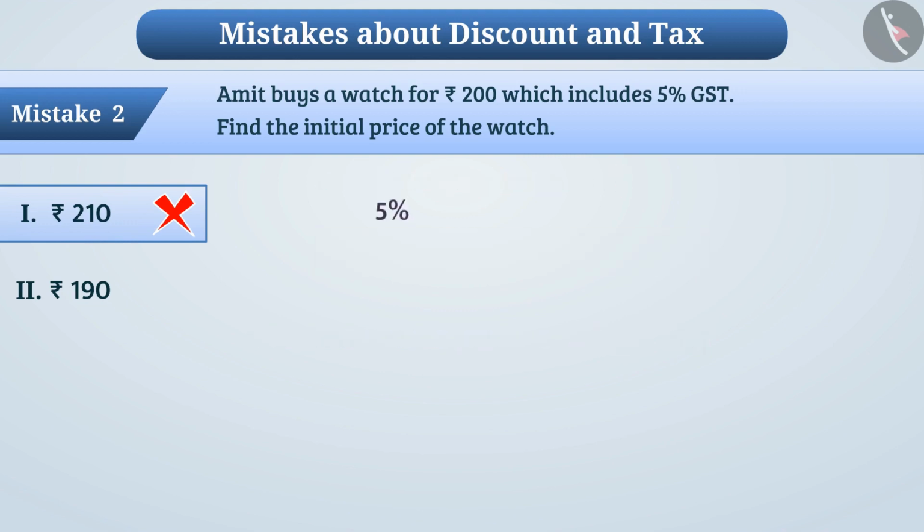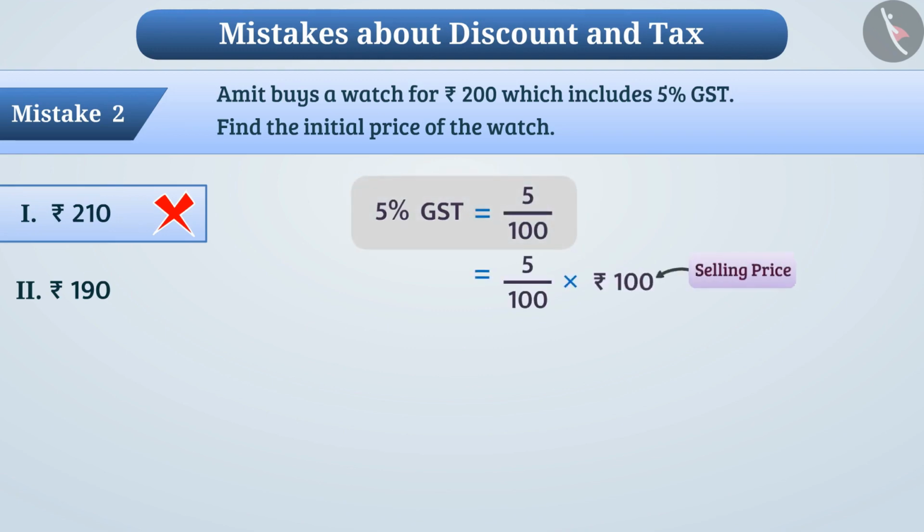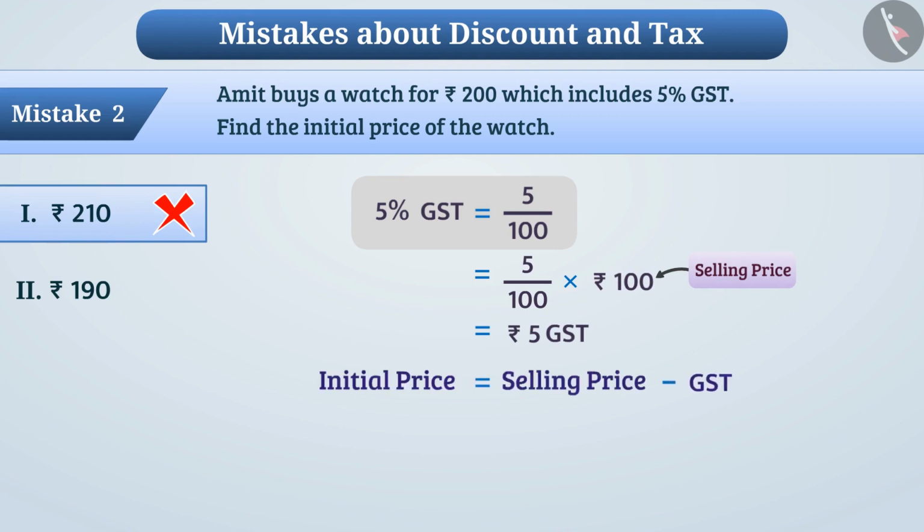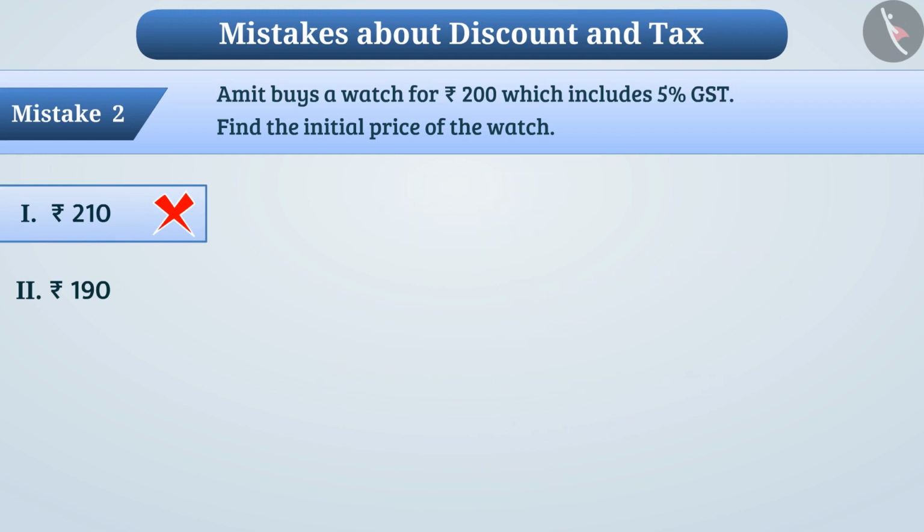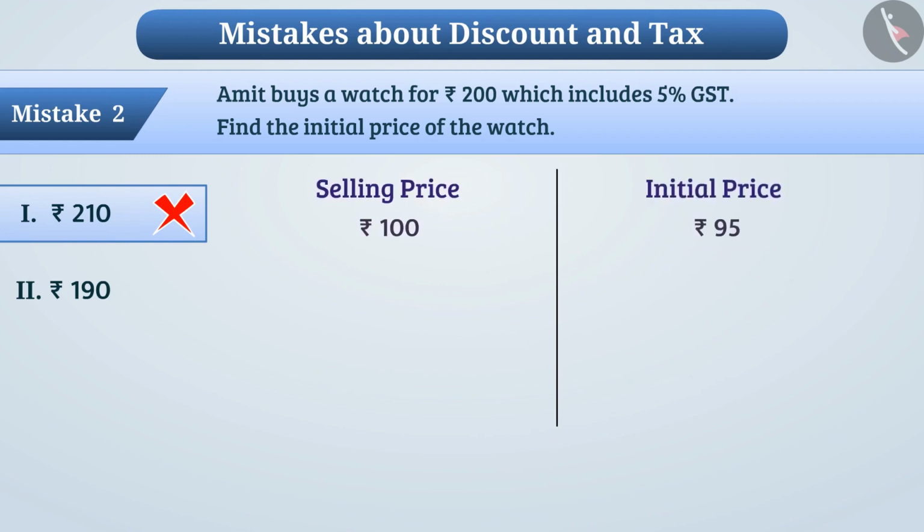Here 5% GST means 5 by 100, that is, if we consider the selling price of the item as Rs 100, then the GST will be Rs 5. In this way, the initial price will be selling price minus GST, which is 100 rupees minus 5 rupees, equal to 95 rupees. When the selling price is Rs 100, then the initial price is Rs 95.